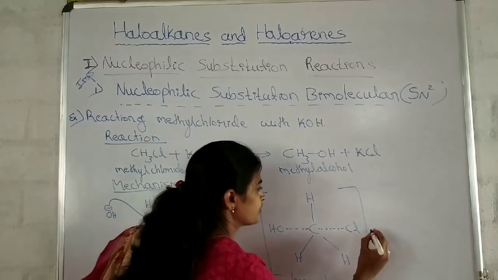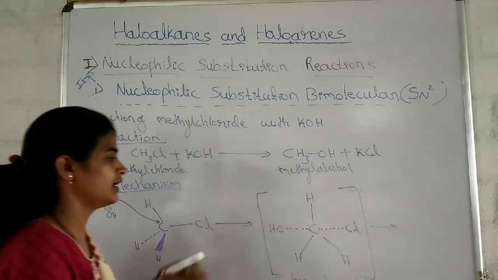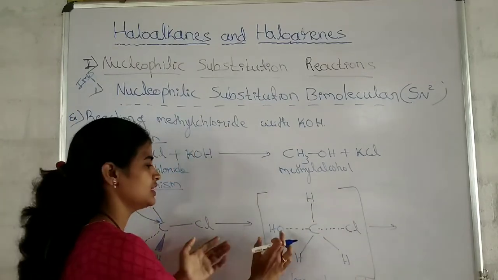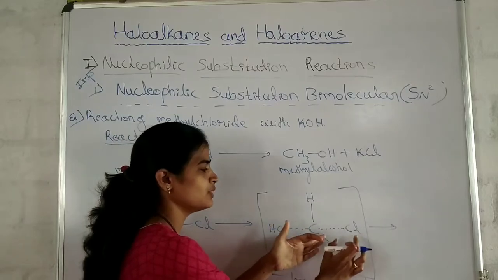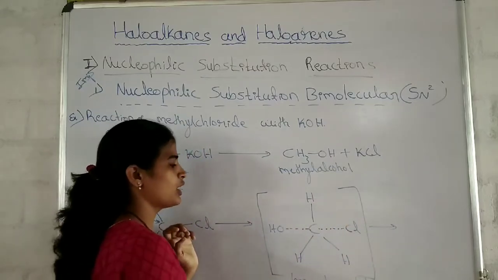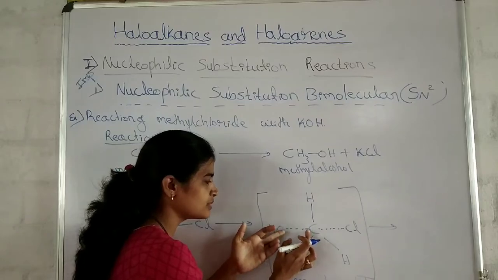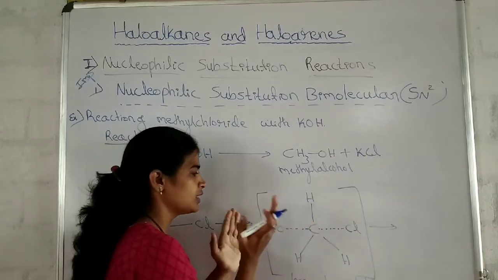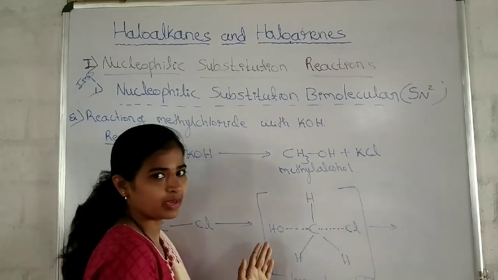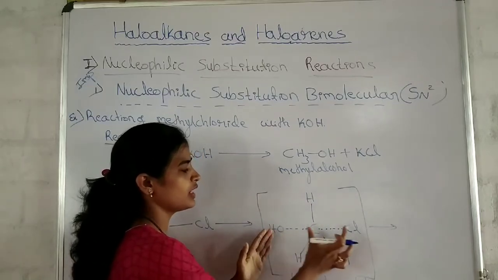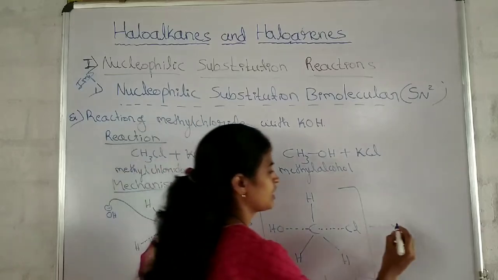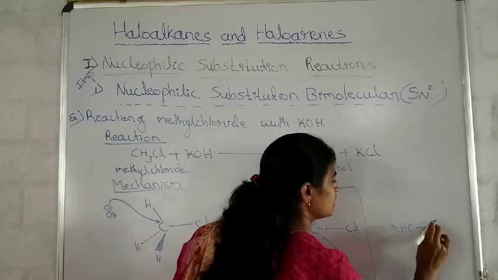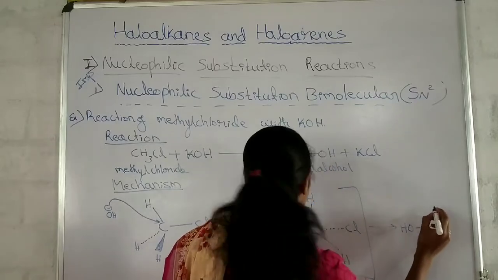Transition state. At the final stage, what happens? Here both bonds have partially formed: it has formed a partial bond and partially broken its other bond. Finally, as this bond becomes stronger and stronger, this bond becomes weaker and weaker. At a certain stage, at the end of the mechanism, this becomes a strong bond and this one will break down. Then OH, C.